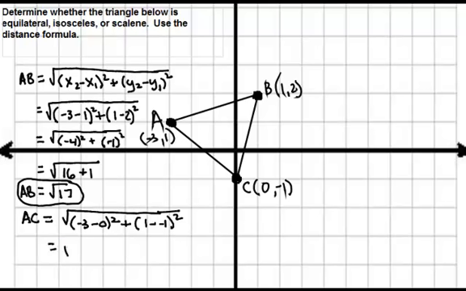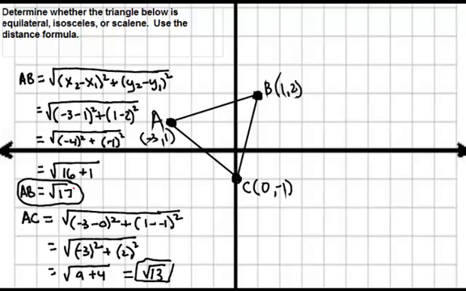And I do the same thing here. Do my parentheses first. I get the square root of negative 3 squared, plus 1 minus a negative 1 is 2 squared. And when I solve this, I get the square root of 9 plus 4, which makes AC the square root of 13. So right away we know that the triangle cannot be equilateral because we have a square root of 13 and a square root of 17.